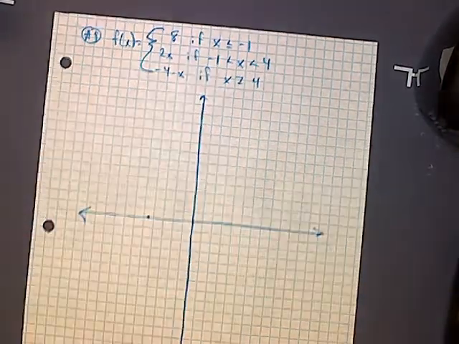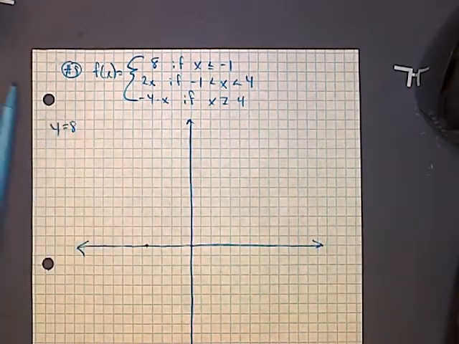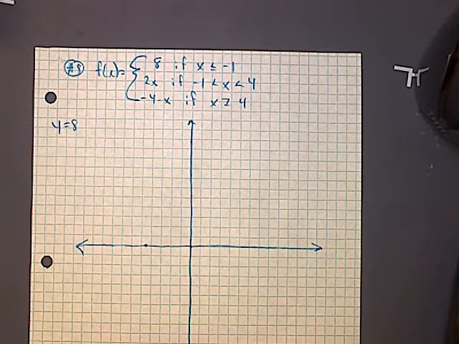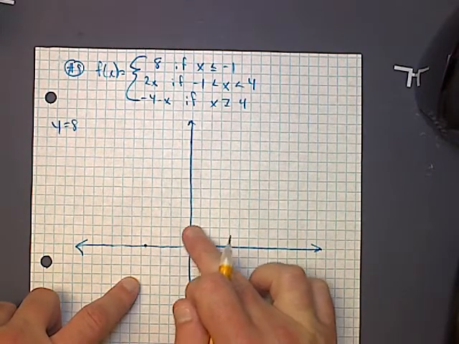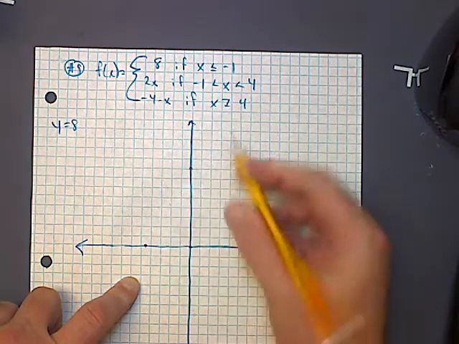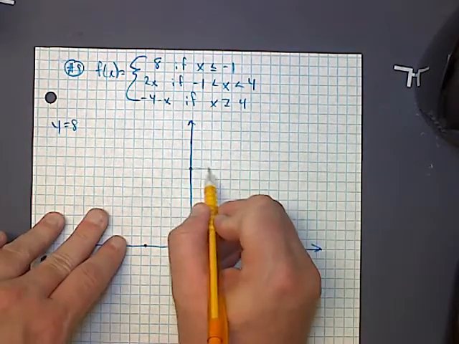Okay, so let's look at our 3 lines for graphing. We got y equals 8. So that is a horizontal line. See, if you have y equals some number, that's a horizontal line. You go to y equals 8: 1, 2, 3, 4, 5, 6, 7, 8. Okay, and draw a horizontal line.